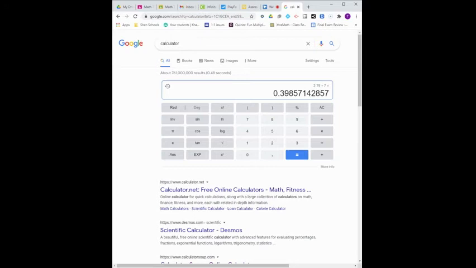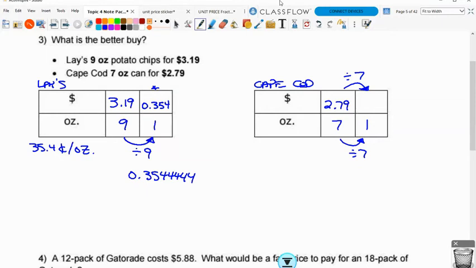So remember, this is under $1, so we're going to take the first 3 decimals and use that as our unit price, 0.398. So let's go ahead and record that in our table. We had 0.398, and again, that price is under $1, so we're going to rewrite it in terms of cents. This is 39 8/10 cents per ounce for the Cape Cod chips.